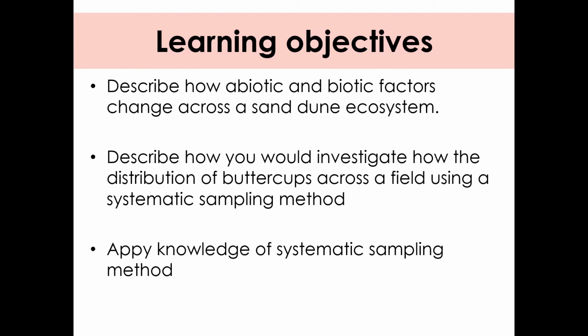Once we've done that little bit of a recap, we're going to focus on the systematic sampling method. We're going to start with an AO1, which is the compulsory practical that we will do, which is an investigation into the distribution of buttercups across a field, which I'm going to demonstrate to you. And then we'll think about how we apply systematic sampling methodologies to familiar and then weird AO3 examples in the exam.